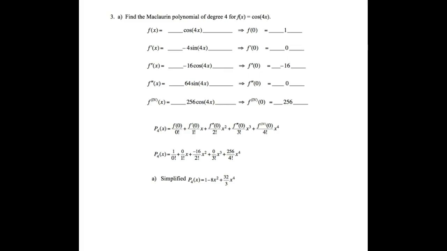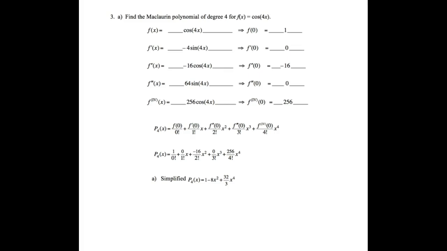Finding the first derivative, making sure you use the chain rule, we get negative 4 sine of 4x. Plug in 0, we get 0. Double prime, negative 16 cosine of 4x. Plug in 0, we get negative 16. Triple prime, 64 sine of 4x. Plug in 0, we get 0. And lastly, the fourth derivative, 256 cosine of 4x. Plugging in 0, we get 256.